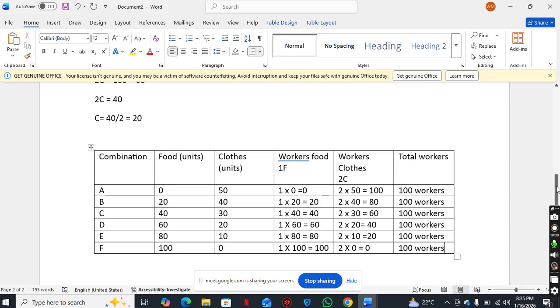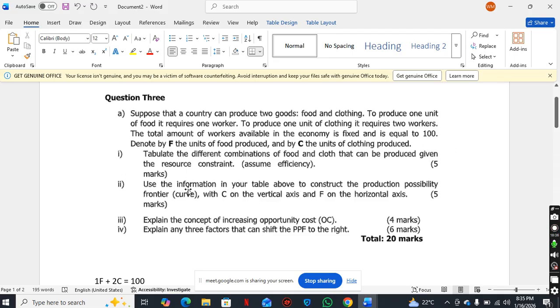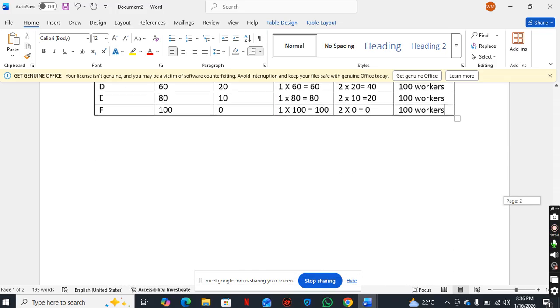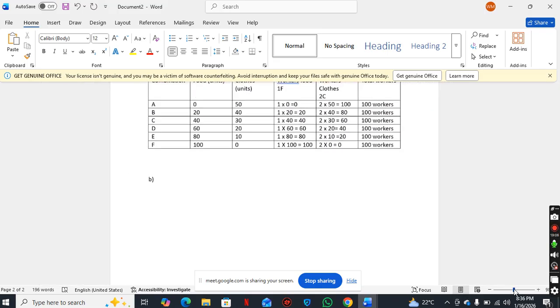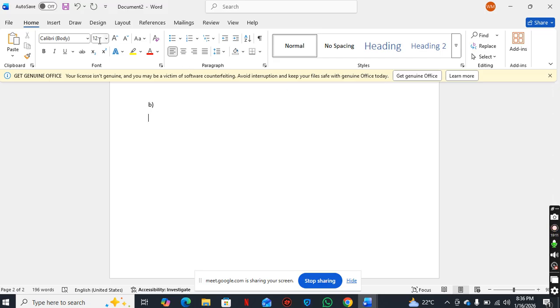Okay, we go to the next part of the question. Use the information in your table above to construct the production possibility frontier curve, with C on the vertical axis and F on the horizontal axis. So we will now make our production possibility frontier curve. This PPF curve just shows us the combination of goods and services that we can produce when we utilize resources efficiently. That's what the PPF curve shows us.